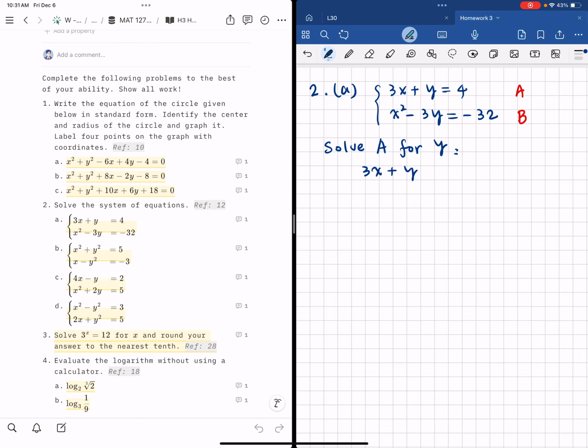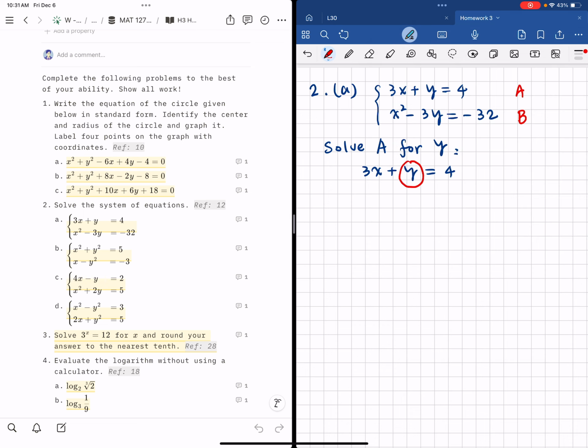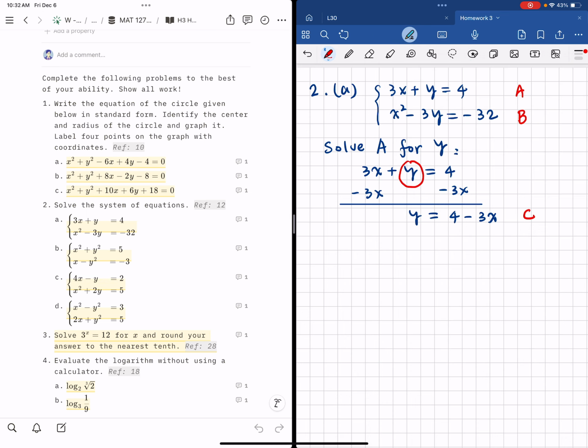Copy equation A, 3x plus y equals 4. We're isolating y. So this is what we're trying to get rid of. And that means I need to do inverse operations. The inverse operation will be subtract 3x from both sides. And this will give me y equals 4 minus 3x. And I can call this equation C.